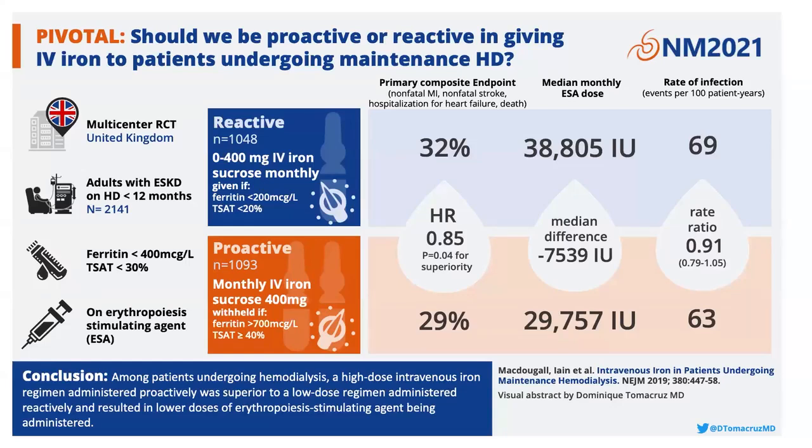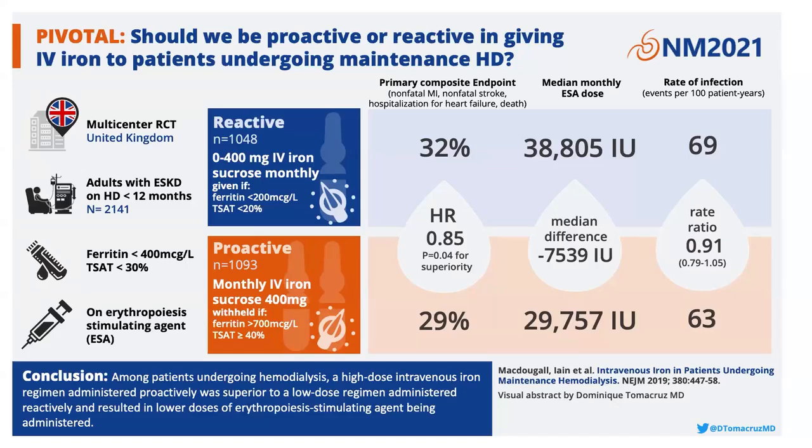They divided them into two groups. One is a reactive group, where the patient would or would not get 0 to 400 milligram IV iron sucrose monthly. It would be given only if the serum ferritin fell below 200 or TSAT fell below 20%. And the second group, the proactive group, was given 400 milligram IV iron sucrose monthly, and the therapy was withheld only if the ferritin rose above 700 or TSAT rose above or equal to 40%.